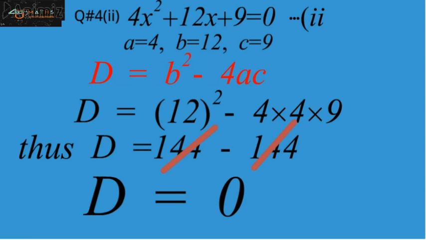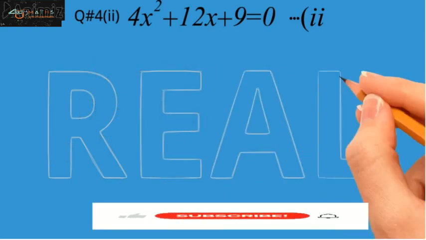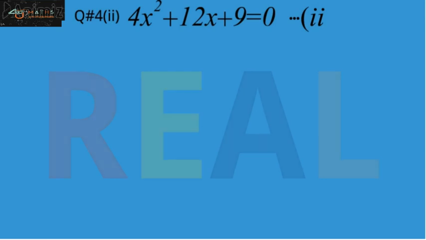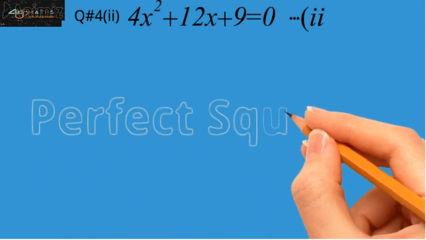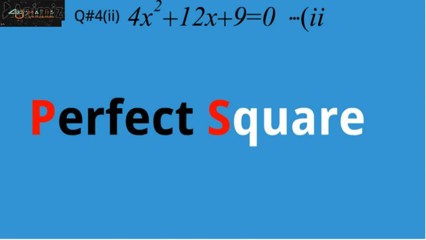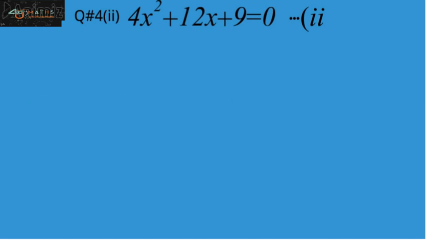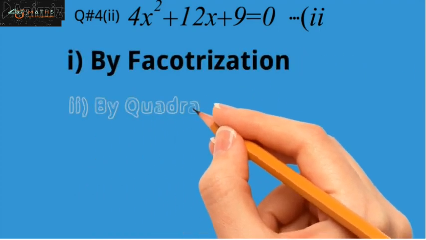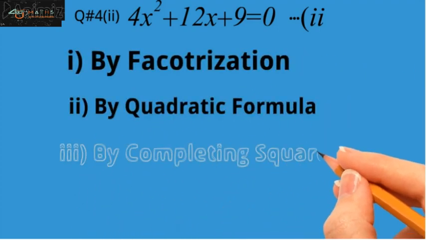As we know the result, if the value of the discriminant is greater than 0 or equal to 0, that is, if it is either positive or 0, then the roots will be real. Here in this case, the value of D is 0. Hence we conclude that the roots will be real. As the discriminant is a perfect square, we can solve the given equation by any of the following methods: factorization, the quadratic formula, or the completing square method.